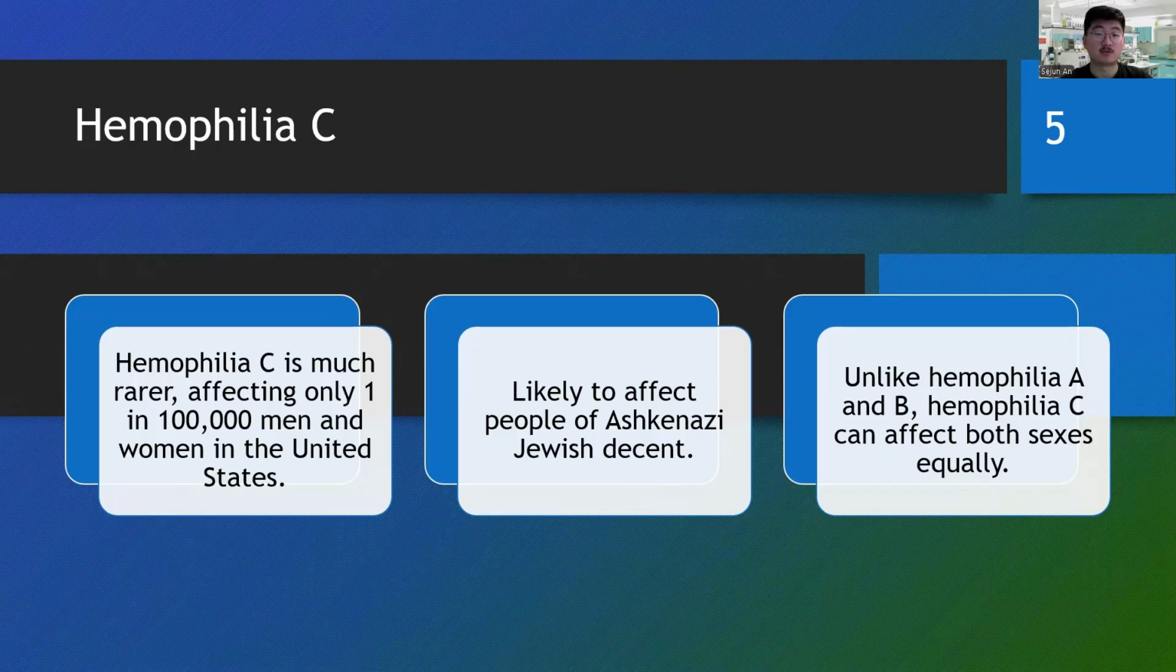Hemophilia C is much rarer than the previously listed disorders, with only 1 in 100,000 people being affected in the United States. Surprisingly, hemophilia C affects both sexes equally, but it is likely to affect people of Ashkenazi Jewish descent more due to a historically consanguineous community.